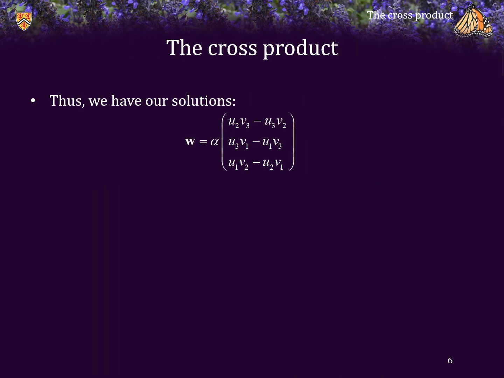Thus, we have our solution. w is equal to alpha times this three-dimensional vector, the entries of which are various sums or differences of products of the entries of u and v. Now, we could choose alpha to be any value we want, but we're actually going to choose alpha equal to 1.